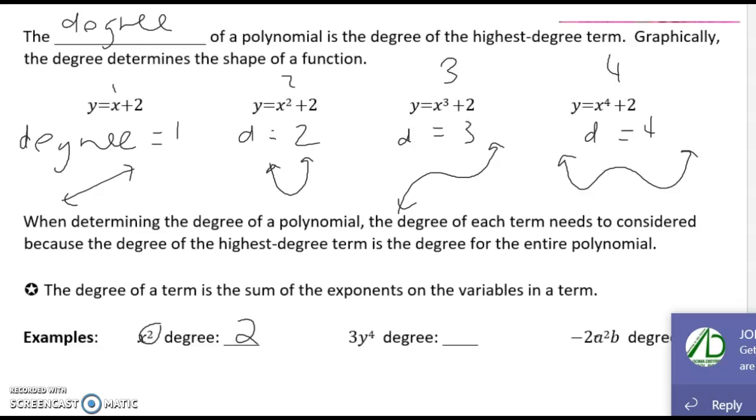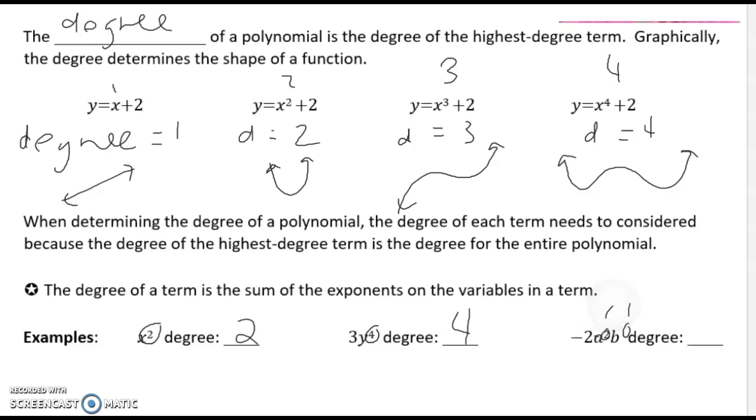The next one says 3y to the exponent 4. There's no other variables there, so its degree is 4. This next one, though, you'll notice it has a squared, so that one has a 2. And then there's a b. And remember I said if there's nothing with the b, it's a 1. So now we have to add 2 plus 1. So that means this one actually has a degree of 3.